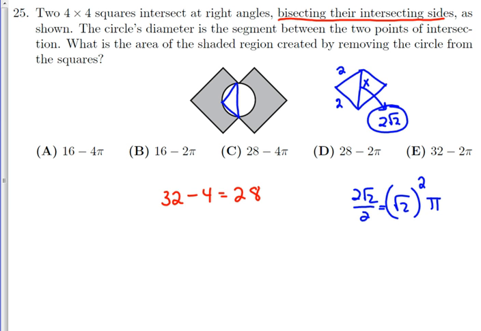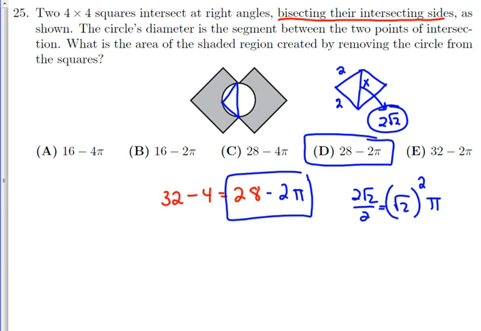Root 2 squared is equal to 2, and so the area of the shaded region is 28, the area of the two overlapping squares, minus the area of the overlapping circle, which is 2 pi. And so 28 minus 2 pi is the answer, D.